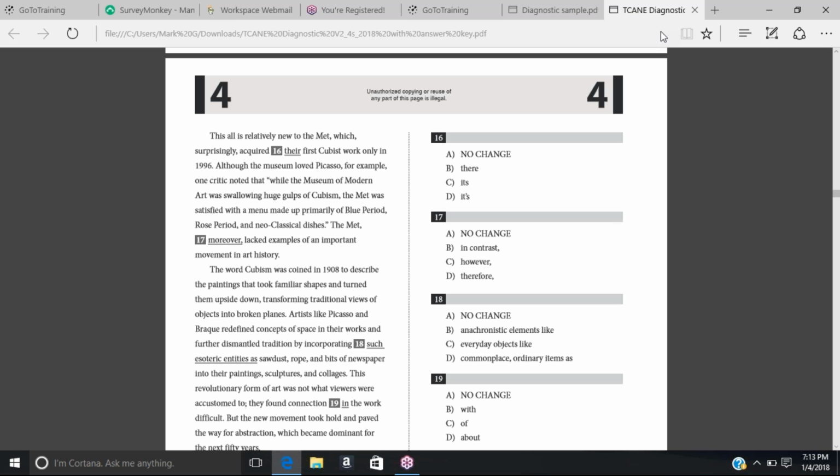Anachronistic, another vocab word, means wrong time, way too old, out of date. That's not what was being talked about. Picasso in his time was proper. He was in his date. So anachronistic does not fit sawdust, rope, bits of newspaper, which are any sort of time. Nothing is out of time there.